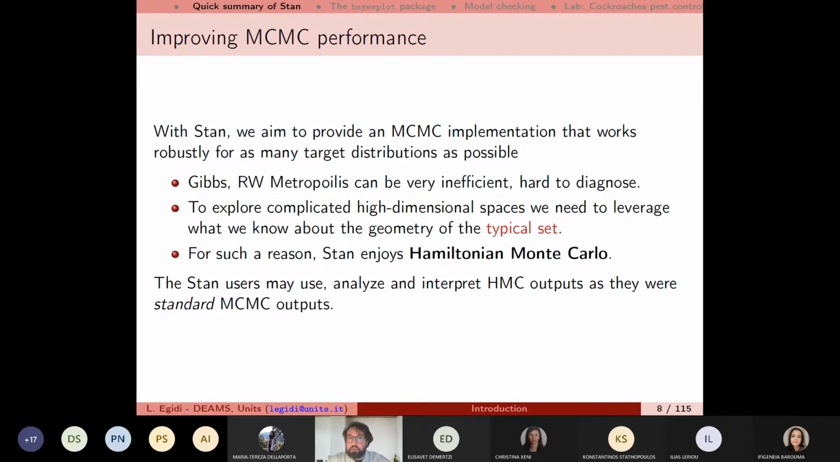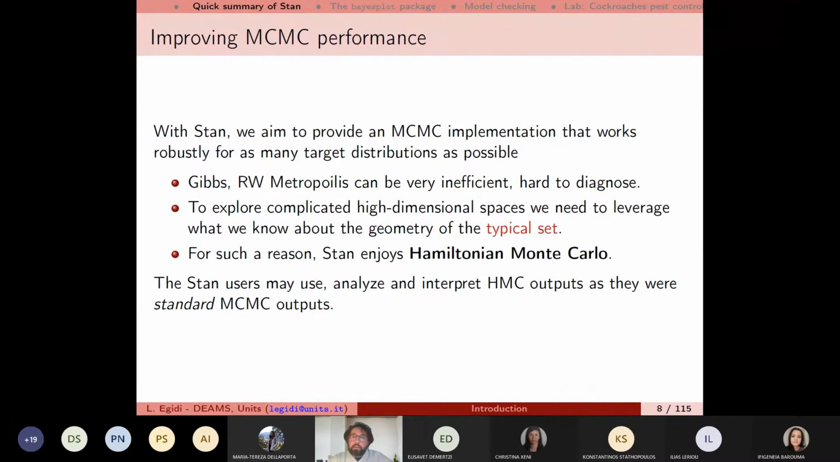So Stan is very well suited for exploring complicated high-dimensional spaces, in some sense to explore what is called the typical set. The typical set is the real domain of the posterior distribution worth investigating. So the typical set is defined as the domain space for which it is worth exploring the posterior distribution.